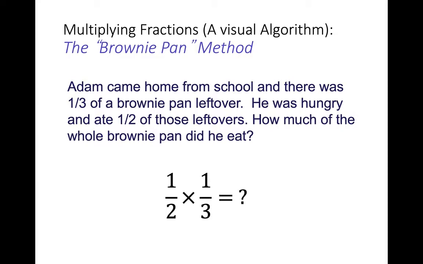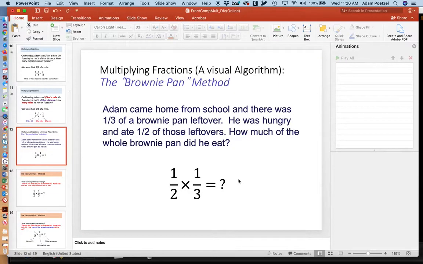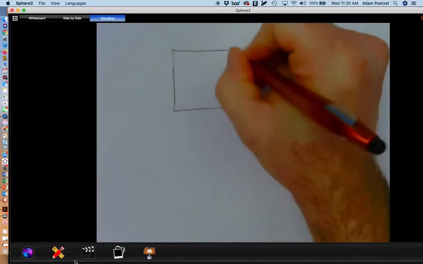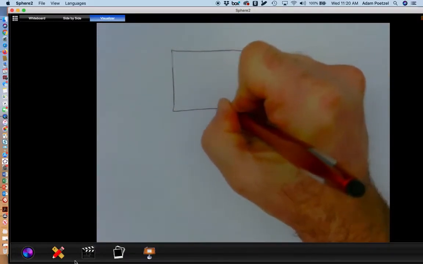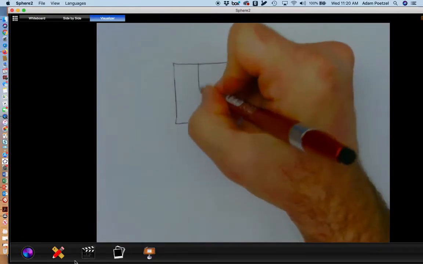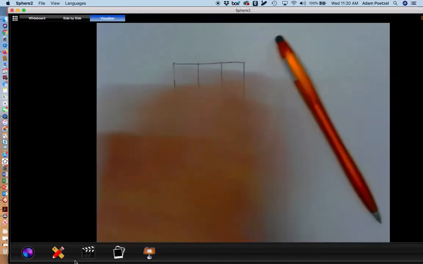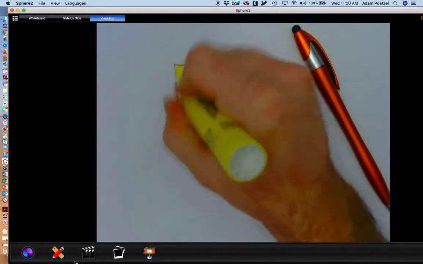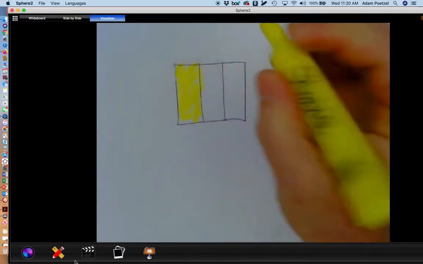Again, we can do this different ways, but let's look at this using a visual and a standard way that some curricula present, and you may be familiar with. So Adam came home, and this builds on usually a square or rectangle model to begin with, because it's easy to partition. And there was 1/3 of a brownie pan left in the fridge. So let's go ahead and shade those in. Got some lemon frosted brownies, I guess. But that's what was left.